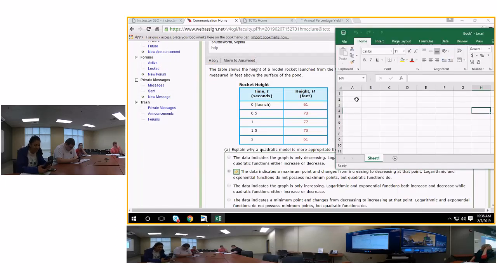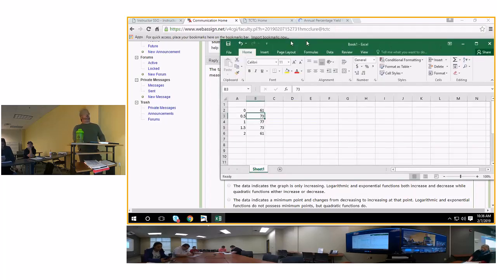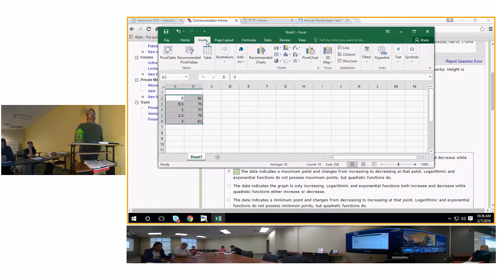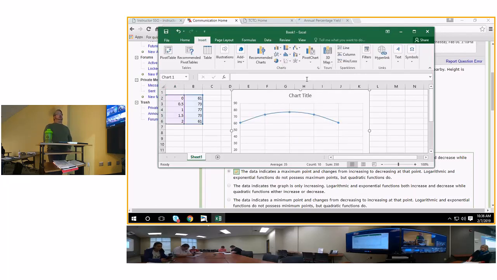Okay, and I'm just going to type them in here. 0, 0.5, 1, 1.5, and 2, and then 61, 73, 77, 73, and this looks like a parabola. Okay? And I'm going to highlight those, and then I'm going to hit insert, and then chart. You can do a line, and that looks like a dang old parabola.